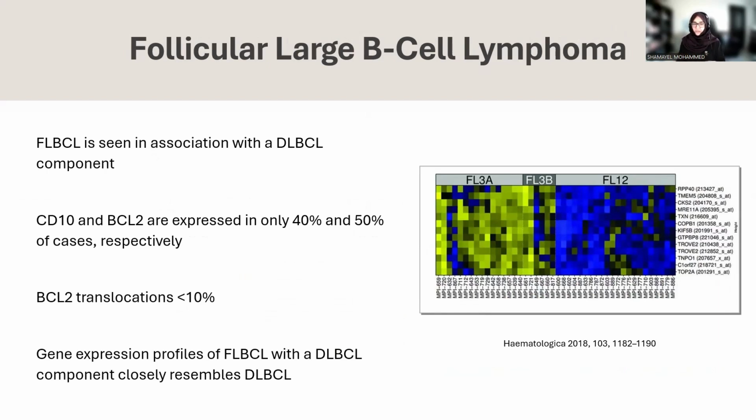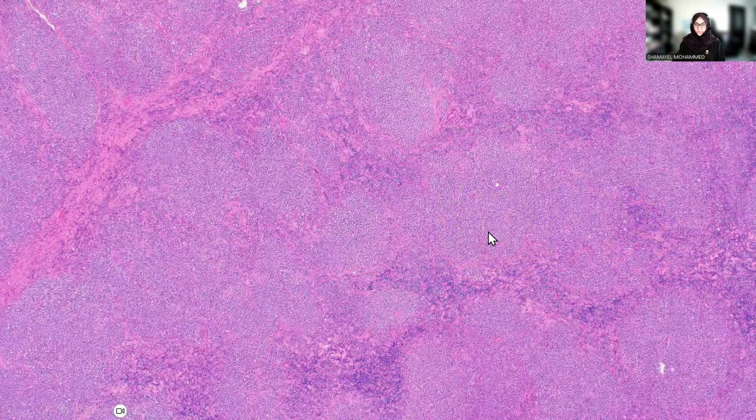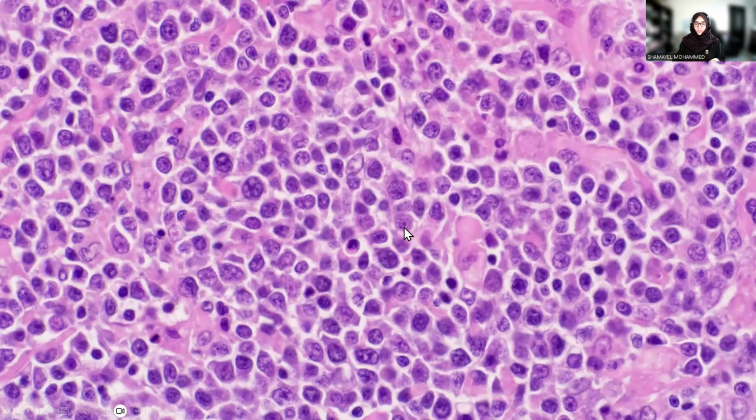Now, the whole idea for renaming it follicular large B-cell lymphoma is that they are closely associated with diffuse large B-cell lymphomas, and the gene expression profiling of follicular large B-cell lymphomas is very close to diffuse large B-cell lymphomas. So let's look at this example here. Now, can you see this lymph node with a vague follicular pattern? High power view shows you sheets of large lymphoid cells with vesicular chromatin and prominent nucleoli.